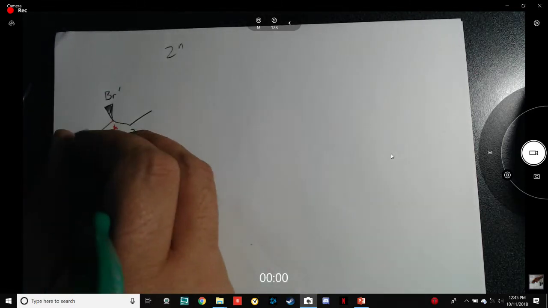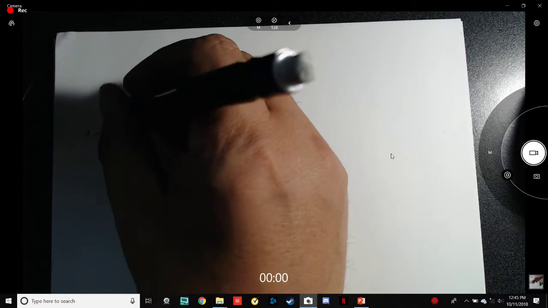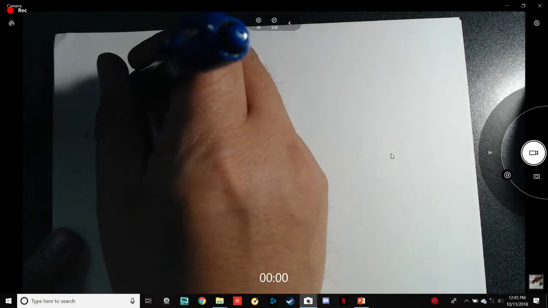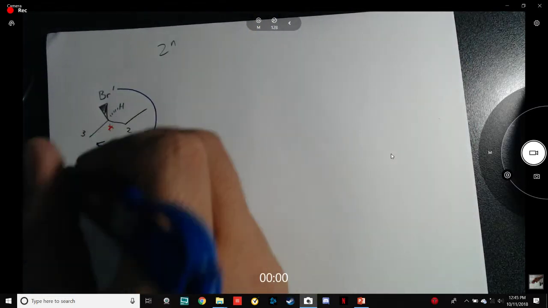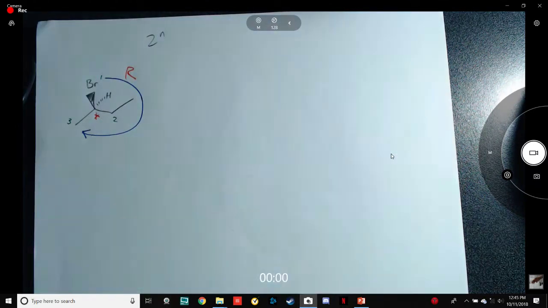And then going towards the left is priority 3. And if it is implied that the H is back in this case, then you just trace the arrow from high priority to low priority. It goes like that, and that is an R designation. Okay, let's go ahead and put that in red, R.